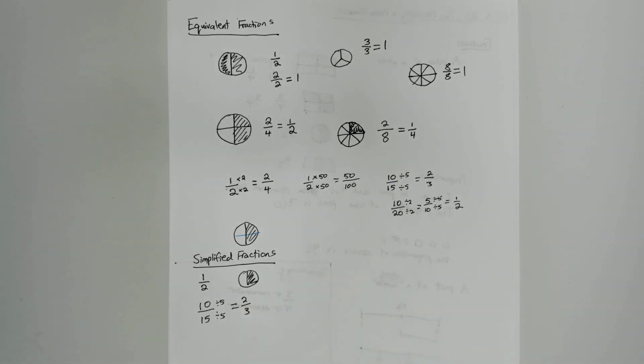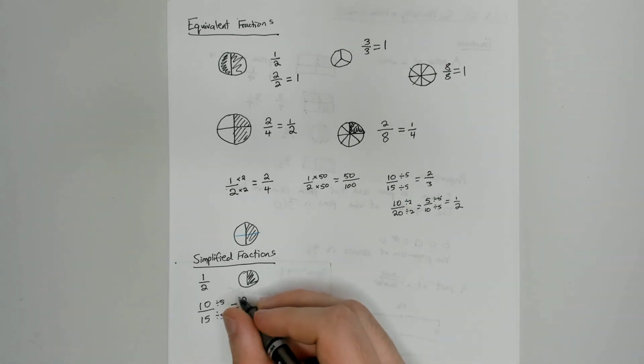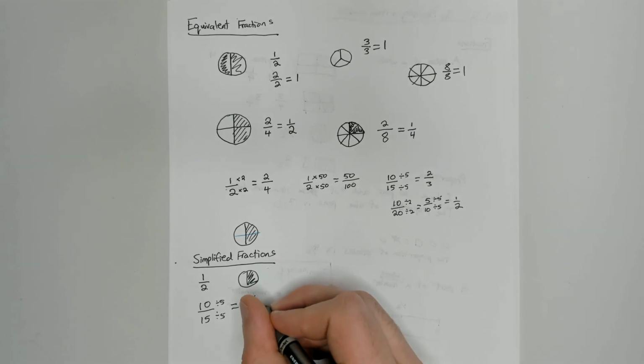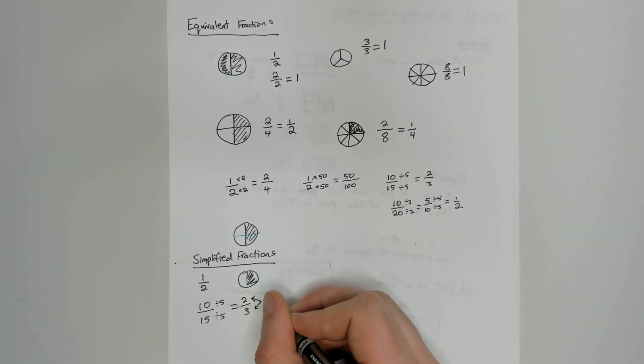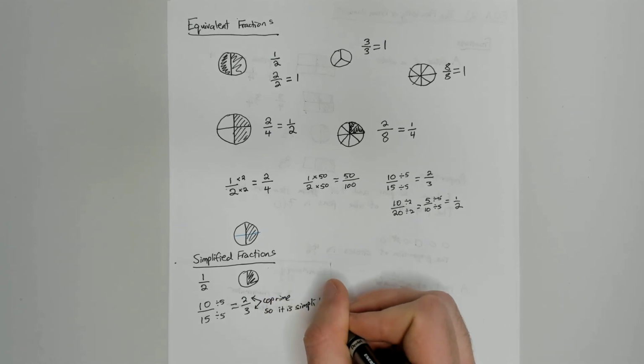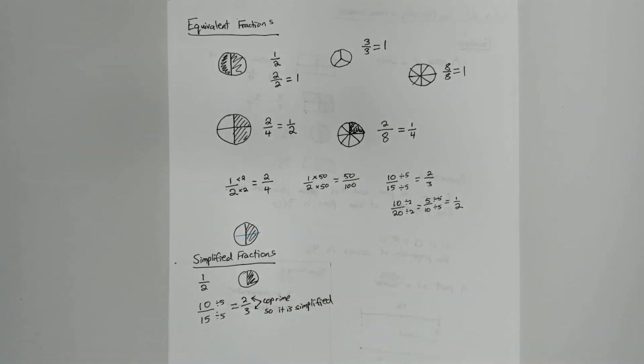So this is the concept of coprimes, right? Coprimes were two numbers that had no factors in common other than 1. So that means that these numbers are coprime, so it is simplified. So now you see why I was discussing coprimes and all this stuff, right? Because this gives us a nice convenient way to think about fractions. So if the numerator and denominator are coprime to each other, the fraction is simplified. Let's write that down.